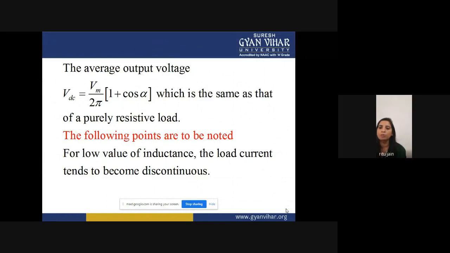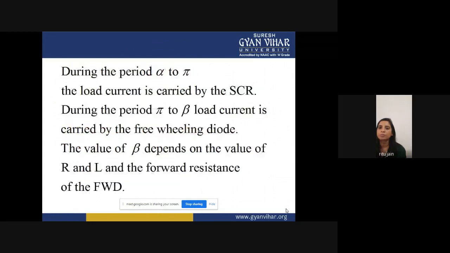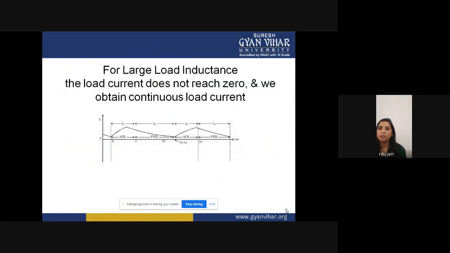For low values of inductance, the load current tends to become discontinuous. During the period alpha to pi, the load current is carried by the SCR. During the period pi to beta, load current is carried by the freewheeling diode. The value of beta depends on the value of R and L and the forward resistance of the freewheeling diode. For large load inductance, the load current does not reach zero and we obtain continuous load current.